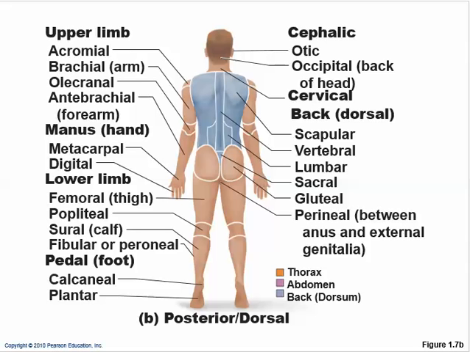In the head, occipital is the back of the head. Around the shoulder blades is scapular. Along the spine is vertebral. Lumbar is in the low back. It's kind of your waist. Gluteal region is your bum. Perineal is around the anus.